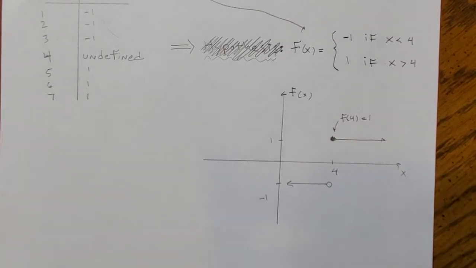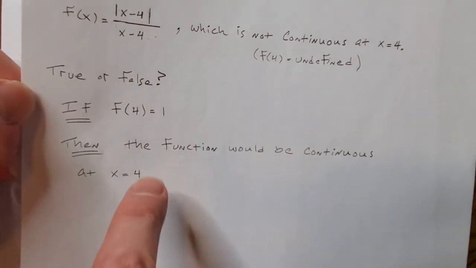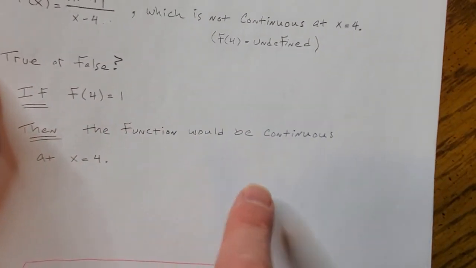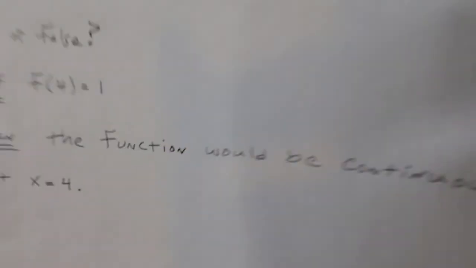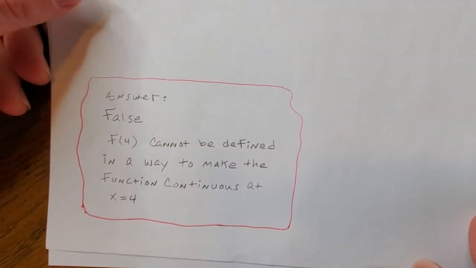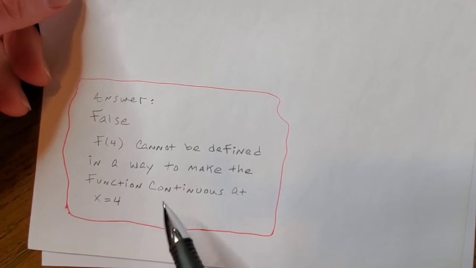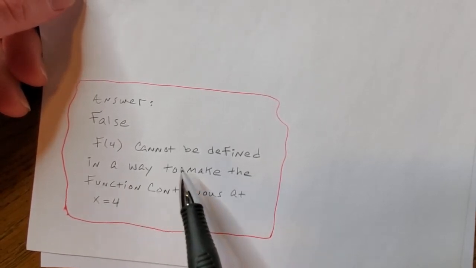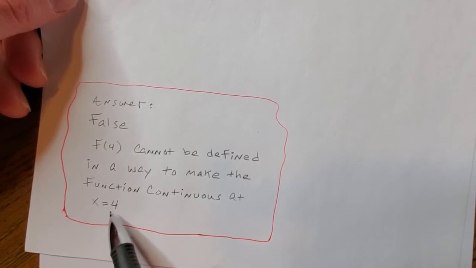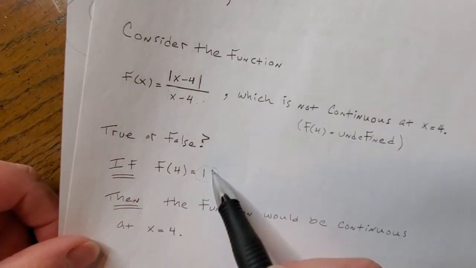So what do we say? Our final statement about this. True or false? If f of 4 is 1, then the function would be continuous at 4. That's not true. I showed you the picture. It has a jump discontinuity at 4. So we can say false. If we need to elaborate at all, we can say f of 4 cannot be defined in a way to make the function continuous at 4. It's not just that it was 1.